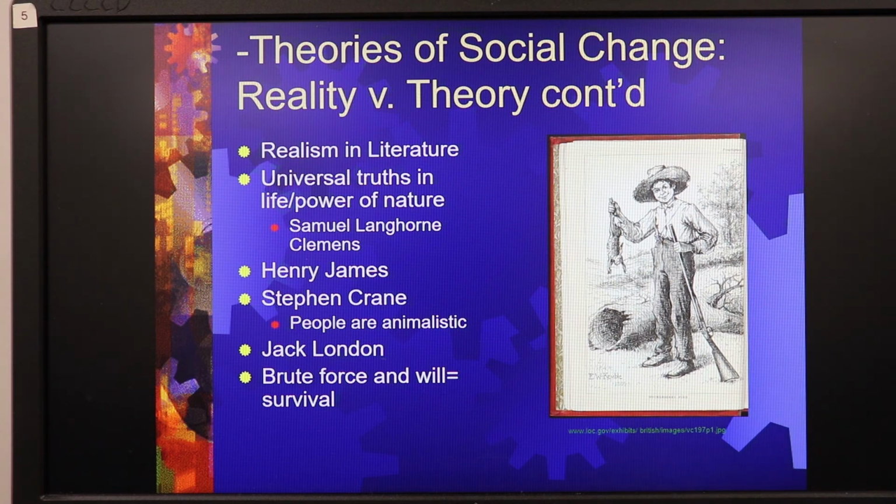Jack London, meanwhile, was a big-time believer in German philosopher Friedrich Nietzsche and his Superman theory. In his works, he wrote about brute force and will. Basically, those were tools that you needed desperately to survive.